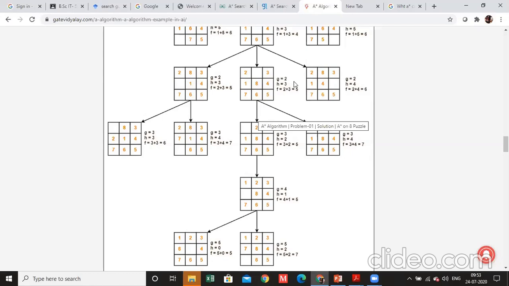Now you have one problem. If we have two matching values, here you see f is equal to 5 and f is equal to 5. Both these states have the same value. Then what can we do? We have to explore both possibilities.